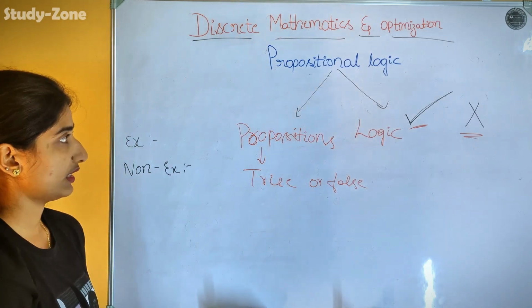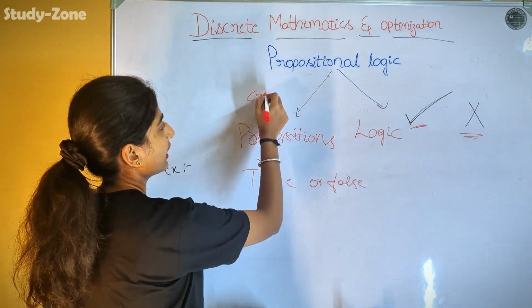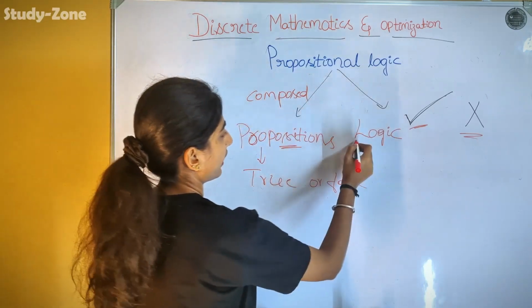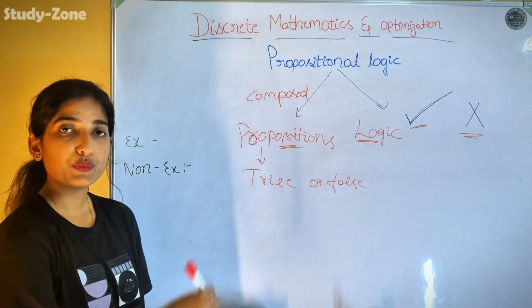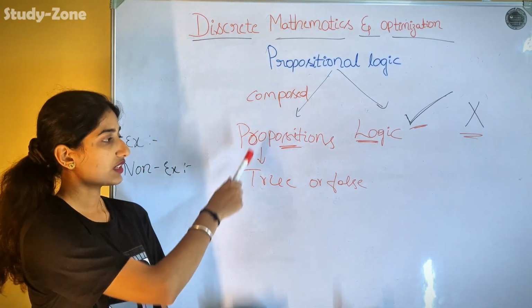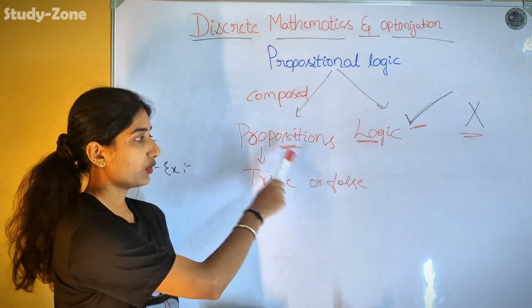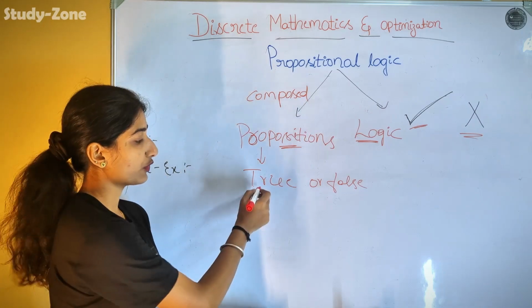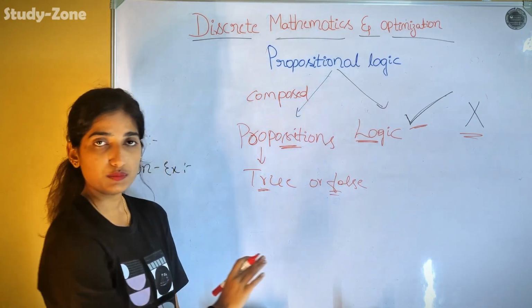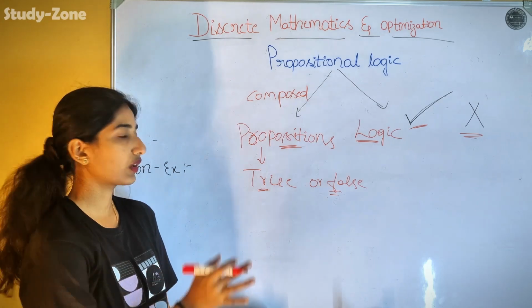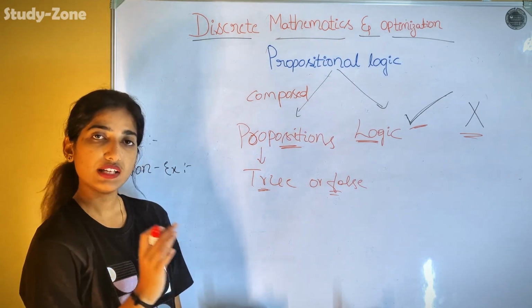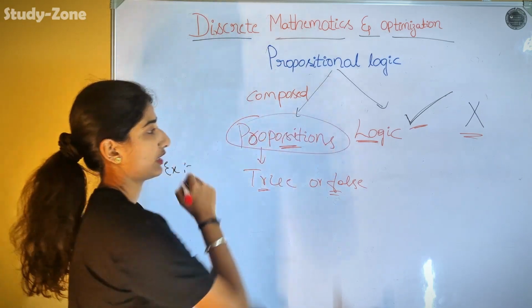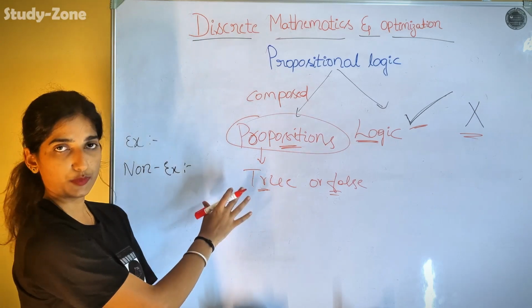As the name suggests, propositional logic is composed of two words. One is proposition, another one is logic. Propositions are the statements which are either true or false. These proposition statements always have a truth value, which would be either true or false. Only the statements which are either true or false come under propositions. So this is about proposition.